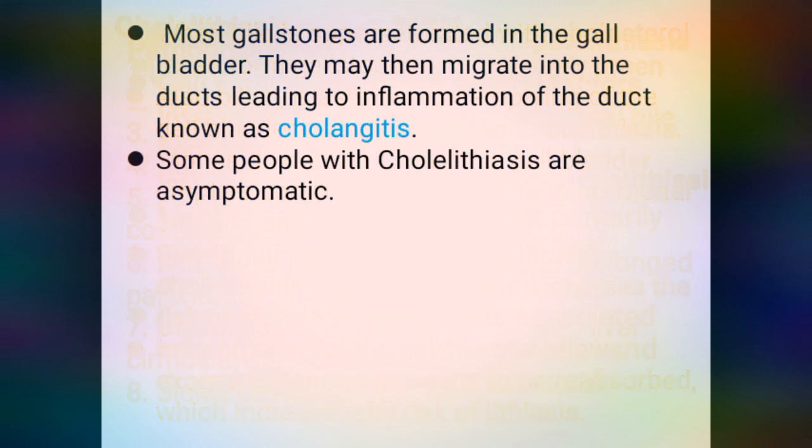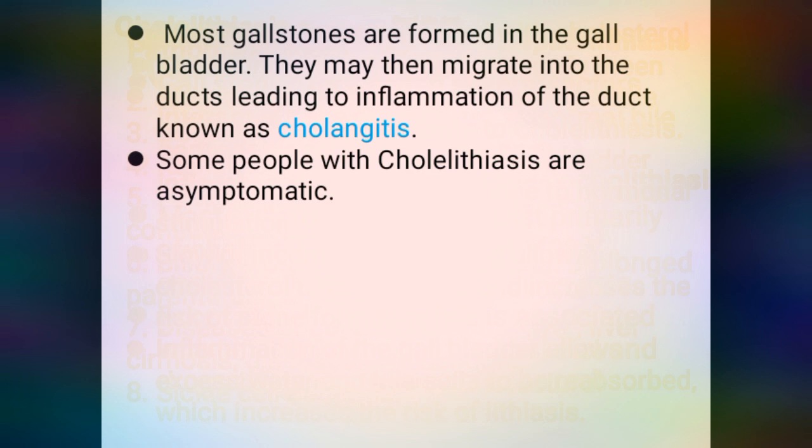Most of the gallstones are formed in the gallbladder, and after they are formed, they start migrating from the gallbladder into the biliary tree, or the ducts that aid in the drainage of the bile. When this happens, it results in inflammation of the ducts through which those stones pass. The condition caused by that inflammation is called cholangitis. So when you hear the term cholangitis, we're just talking about the inflammation of the ducts.